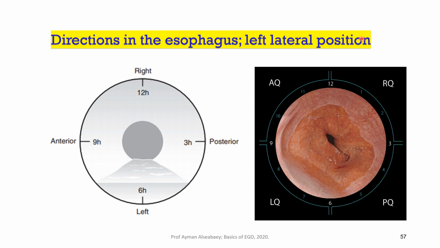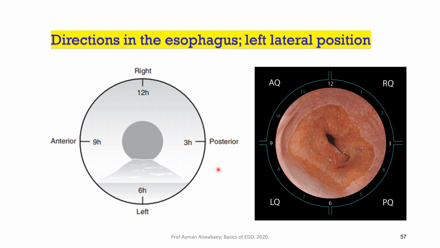In the esophagus, suppose you have a clock on the screen. The 8 o'clock represents the anterior. The 3 o'clock represents the posterior of the esophagus. The 6 o'clock represents the left of the esophagus. And the 12 o'clock represents the right.